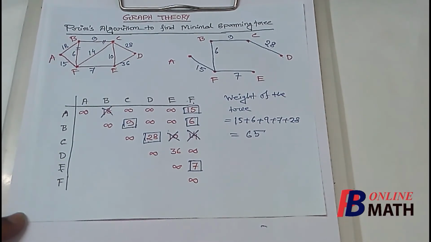With this we complete this part. In this part we have considered Prim's algorithm. In the next part we shall find the minimal spanning tree by using Kruskal's algorithm.